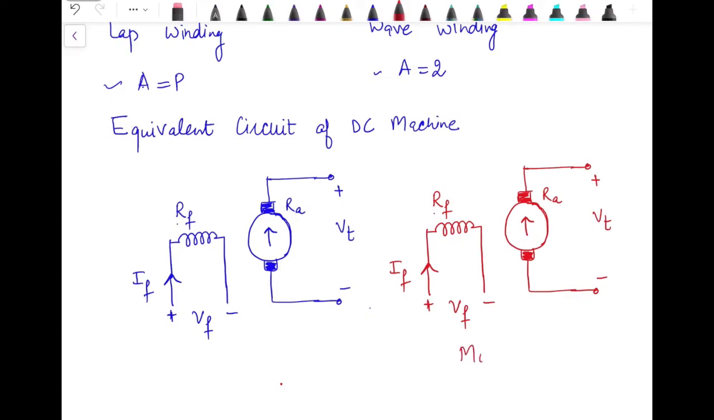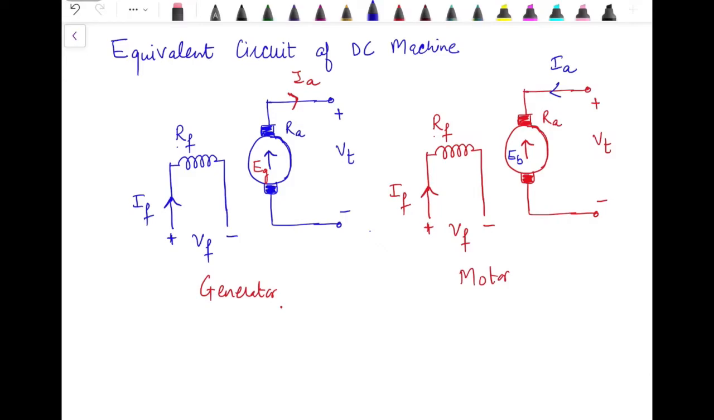So now we can say this one is for motor and this one is for generator. In the generator, current is flowing away from the armature, which is known as IA, and the induced EMF over here is denoted by EG, while in case of motor, the induced EMF is denoted by EB. The current is flowing from the supply side towards the armature, since we give electrical energy as input to the DC motor. Field current remains the same.